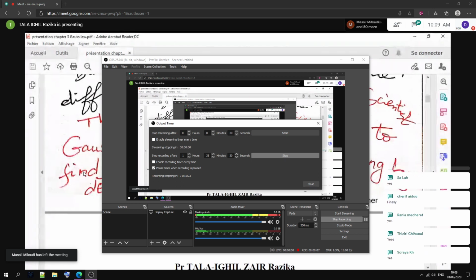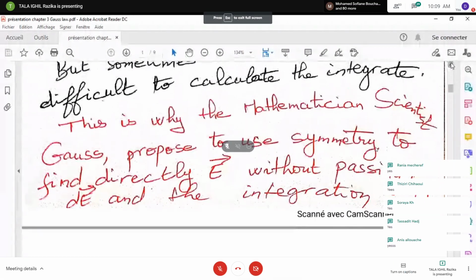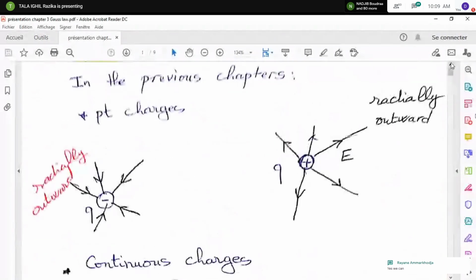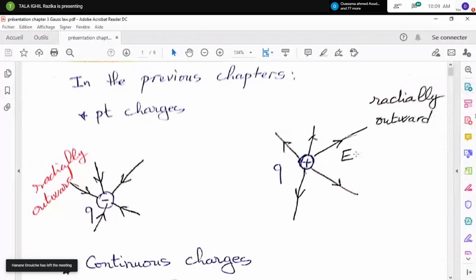So, for today, we will apply Gauss. We will study Gauss. As we have seen previously in the previous chapters, we can deduce the electric field for a point charge. It goes radially outward for a positive charge, and it goes inward for the negative charge.